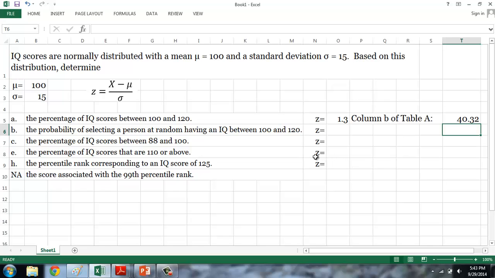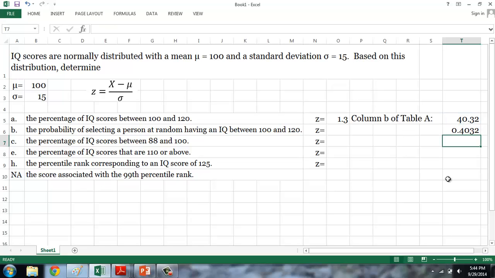The next part of the question asks for the probability of selecting a person at random having an IQ between those same 2 scores. Probabilities are mathematically similar to proportions. They range from 0 to 1 and are simply the percentage divided by 100. So the probability of selecting a person with an IQ between 100 and 120 is equal to the percentage of the distribution divided by 100.